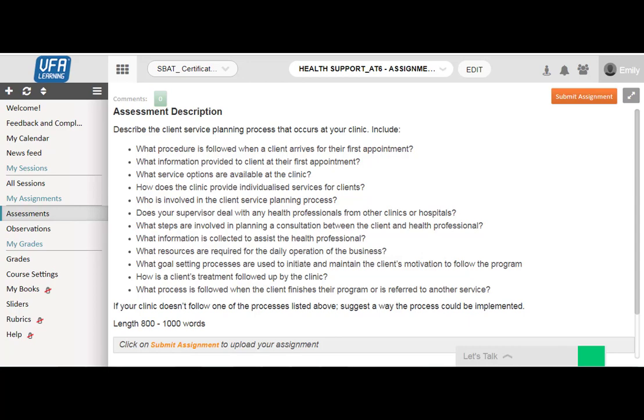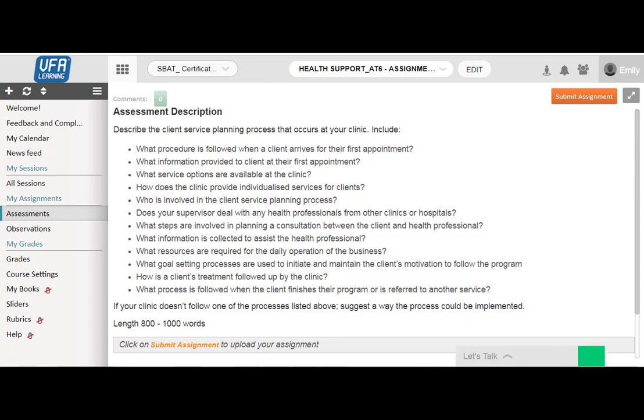What information is collected to assist the health professionals? Are they having to do a client intake form? Do they have to take x-rays? Do they have to have blood tests? What resources are required for the daily operations of the business? Okay, this can be things even from the reception area and a computer to client intake forms, but depending on what the business is actually operating and what services they are providing, there can be other things in this as well. It can include things like a treatment table.